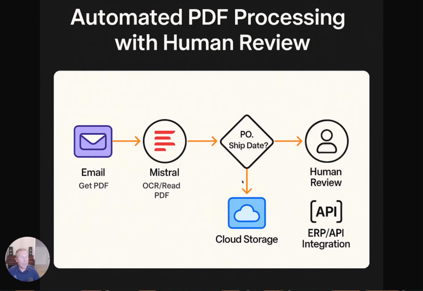And if so, we're going to go ahead and store it in the cloud storage and then in our backend system, either our API or our ERP system. In the event we're missing something, we're going to introduce what's called human in the loop. We're going to do a human review to either take a look at it and change it or to just accept it and continue going on.